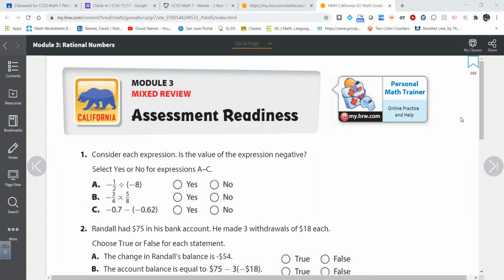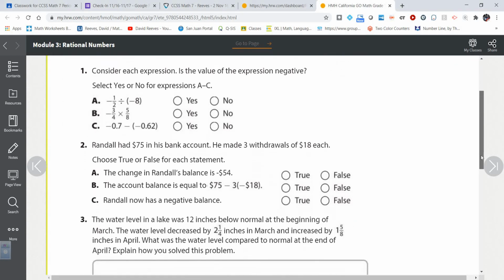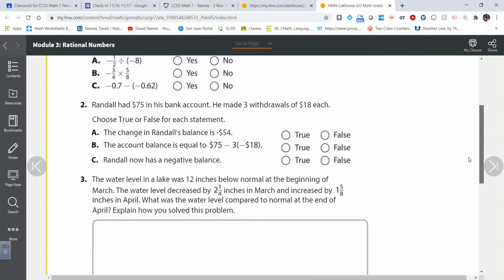So in my previous video, I was doing adding, subtracting, multiplying, and dividing rational numbers with a little conversion mixed in there. Right now, what I'd like to do is some problem solving with rational numbers. All right, so here we go. I'm going to look at problem number 2 right here.